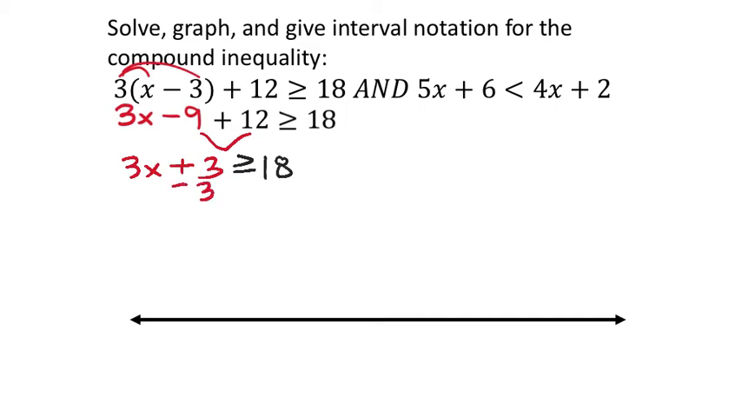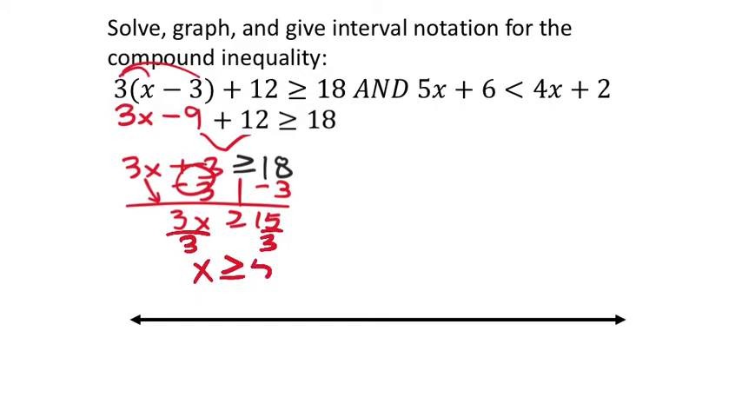So subtract 3 from both sides to zero that out. Drop your 3x greater than or equal to 15. And 15 is a multiple of 3, so it's going to turn out very nice. Divide both sides by 3. x is greater than or equal to 5. Okay, so there's our first one. And we have this other one as well on the right.